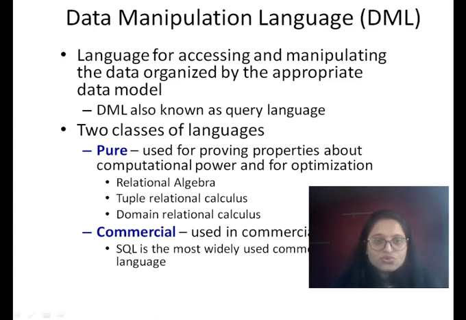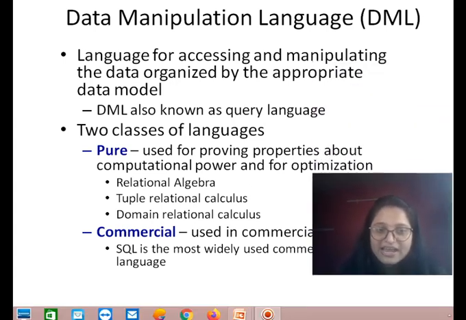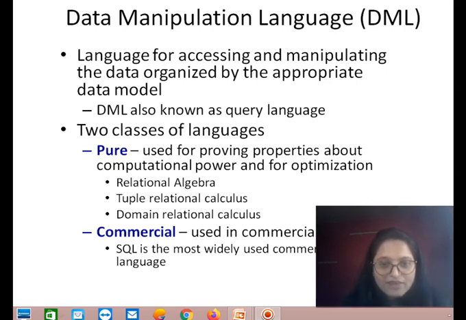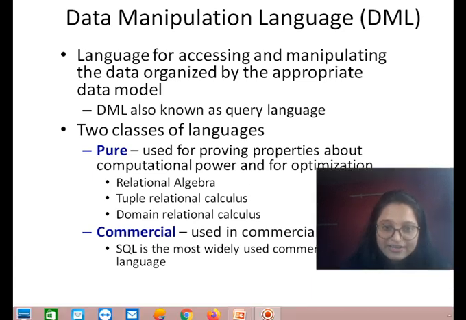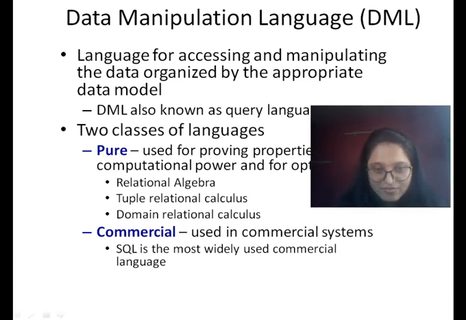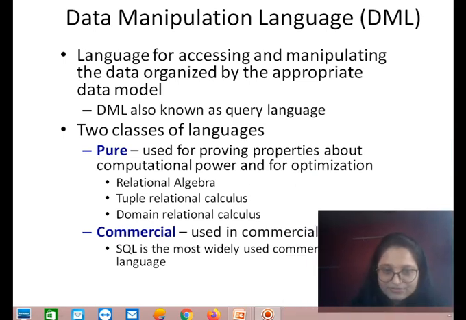There are two classes of language, pure and commercial, used for providing properties about computational power and for optimization. Relational algebra, tuple relational calculus, and domain relational calculus are the pure languages for your database. And commercial, SQL is the most widely used commercial language for your database. We will see relational algebra and SQL in detail in the second unit.